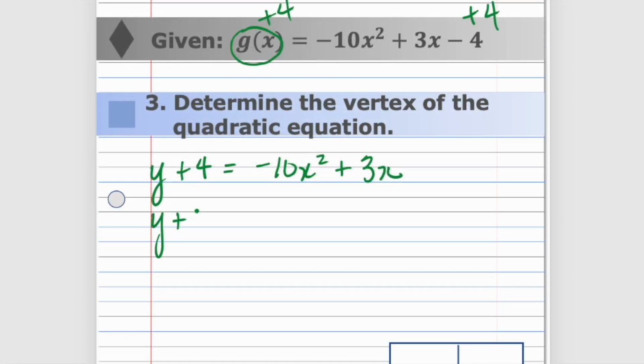Keep the y plus 4 and divide out a common factor of negative 10, because we want the x squared to be positive with a coefficient of 1. So we have x squared minus 3 over 10x. Careful with your negatives, just double check. Negative 10x squared and a positive 3x, so we're right.